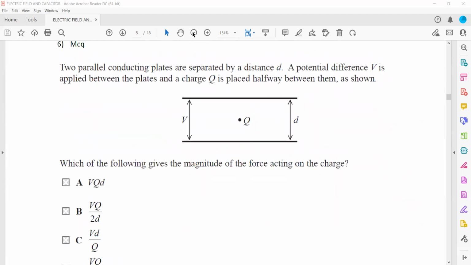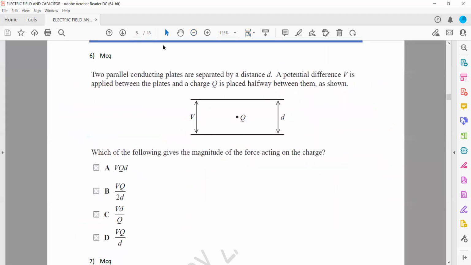In question 6, two parallel conducting plates are at a distance d, the voltage is V, and the charge is Q. Which of the following gives the magnitude of the force?